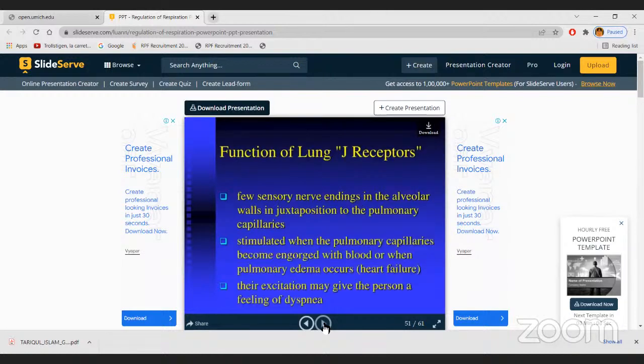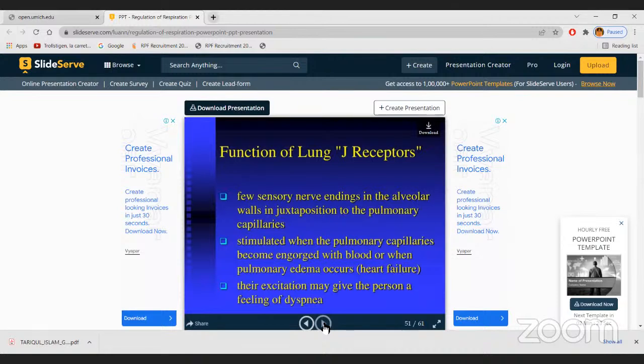Then the function of lung J receptors. What type of receptors are in the lungs, and how do they function? There are mainly a few sensory nerve endings in the alveolar walls in juxtaposition to the pulmonary capillaries. They are stimulated when the pulmonary capillaries become engorged with blood or when pulmonary edema occurs, as in heart failure. This may give the person a feeling of dyspnea.